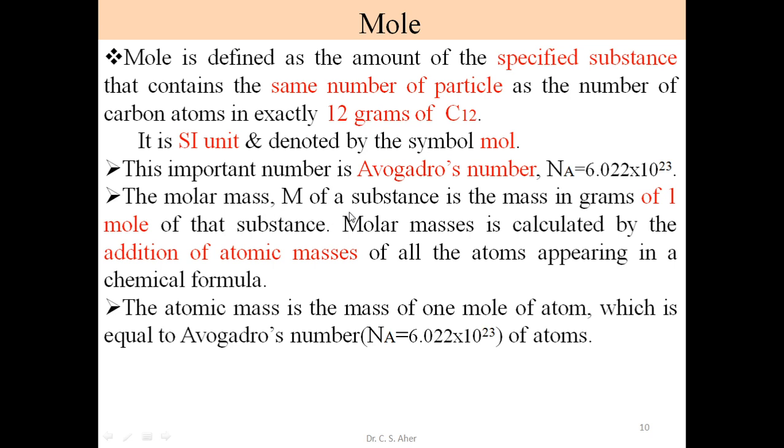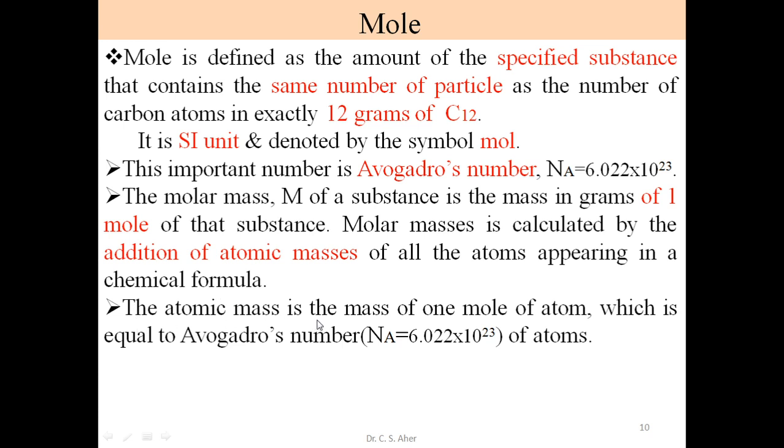The molar mass M of a substance is the mass in gram of 1 mole of that substance. What is molar mass? It is the mass of 1 mole of substance. This molar mass is calculated by the addition of the atomic masses of the atoms appearing in the chemical formula. Whatever the substance, for calculation of molar mass we consider the atomic masses of the atoms present in that substance's chemical formula.